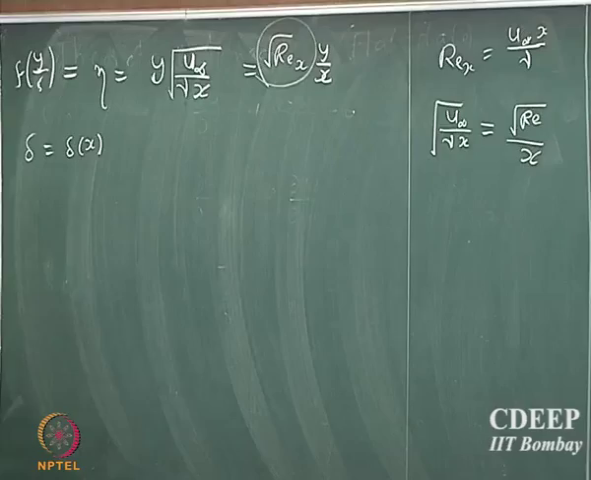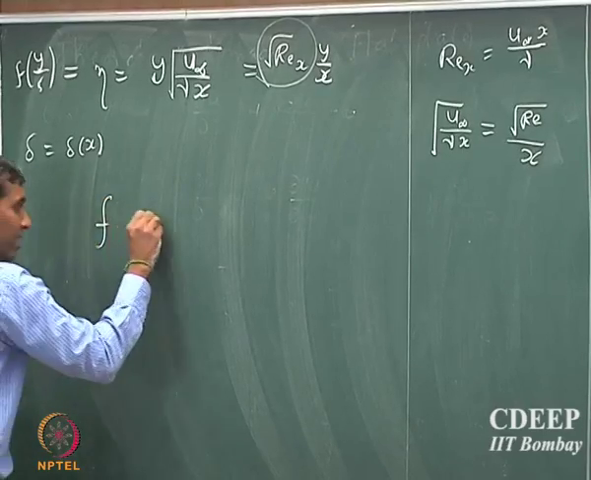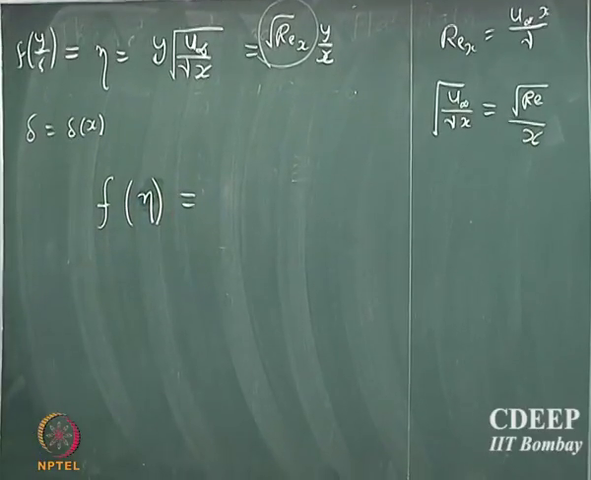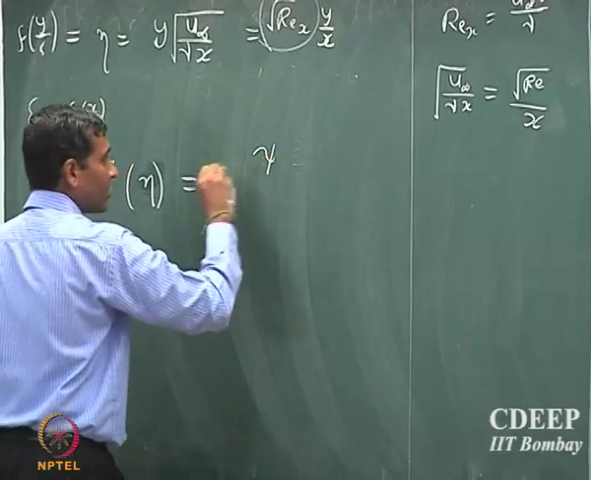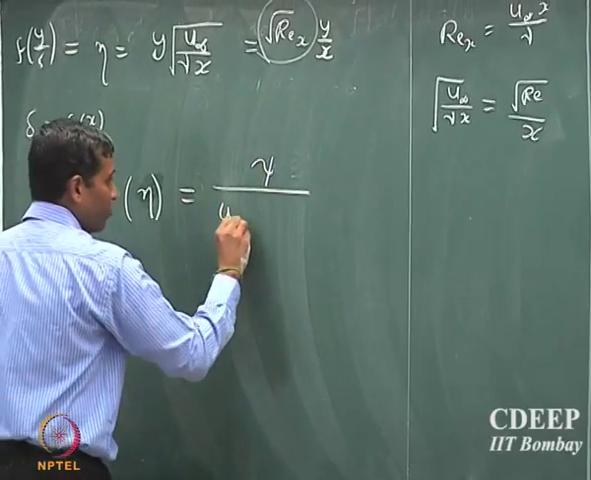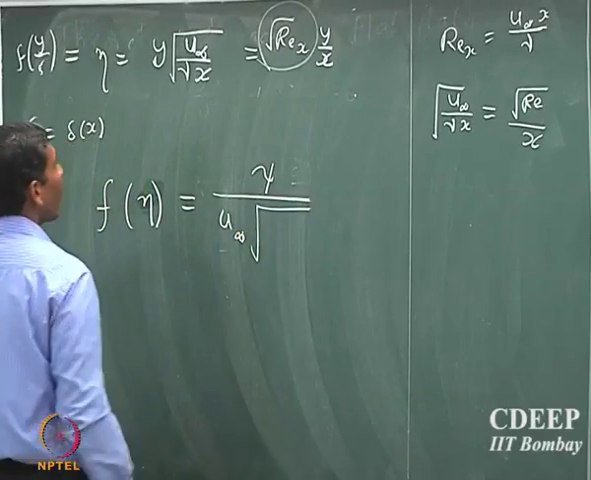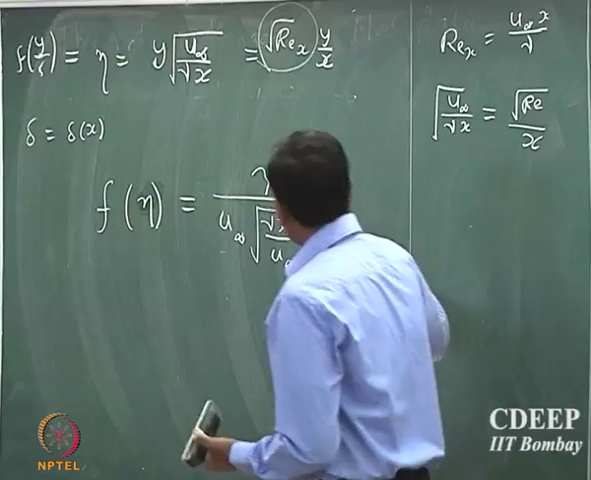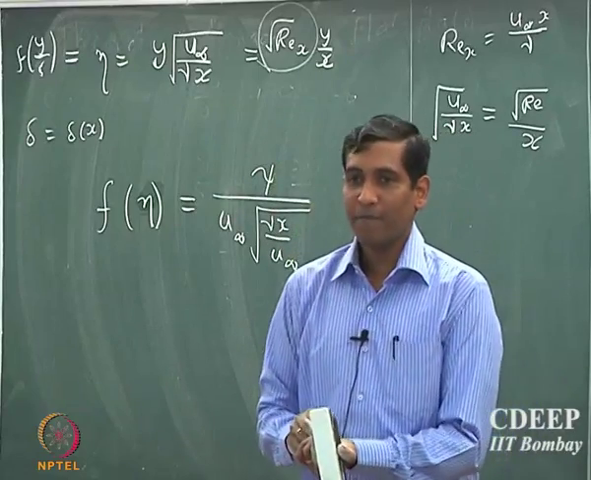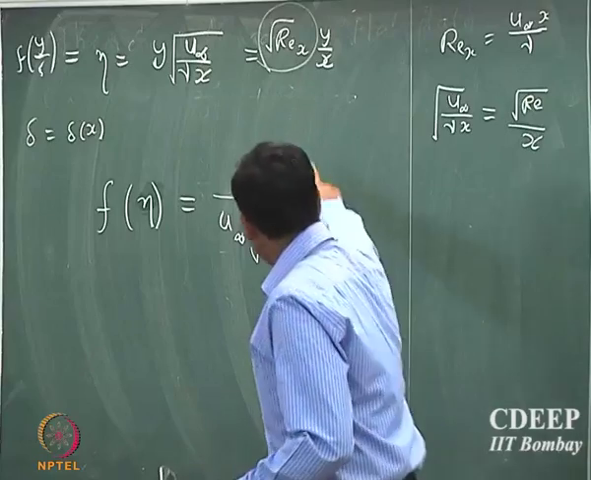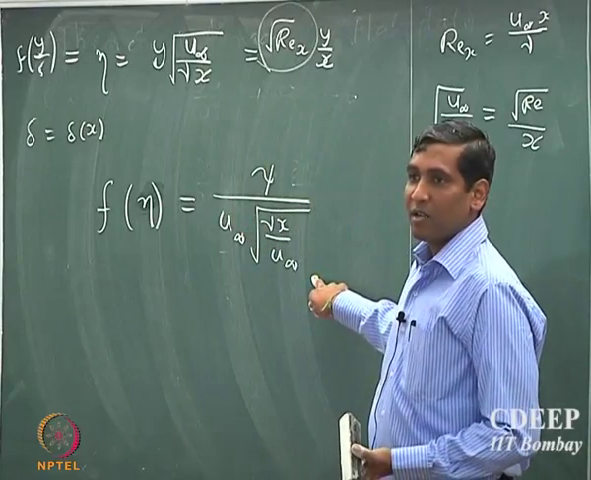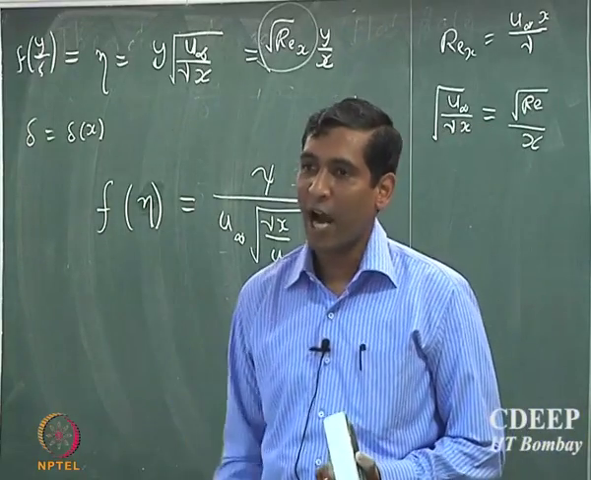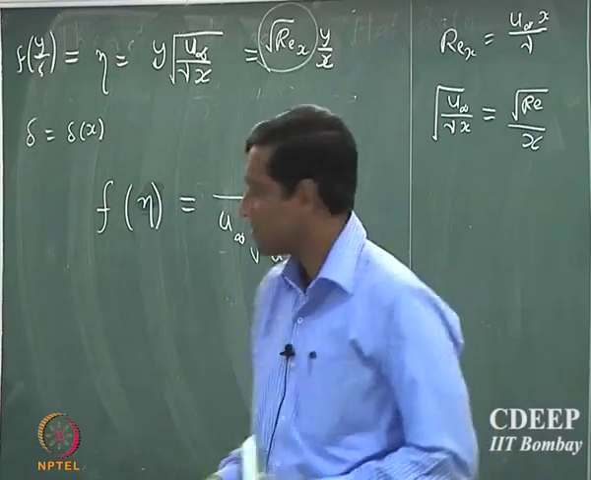Alright, so from here you define another function called f, which is a function of eta, and that's defined through psi equal to u infinity into square root of nu x by u infinity into f of eta. So that's the functional form for the stream function. You scale the stream function also with some form of Reynolds number, because Reynolds number captures the hydrodynamic conditions of the fluid flow.